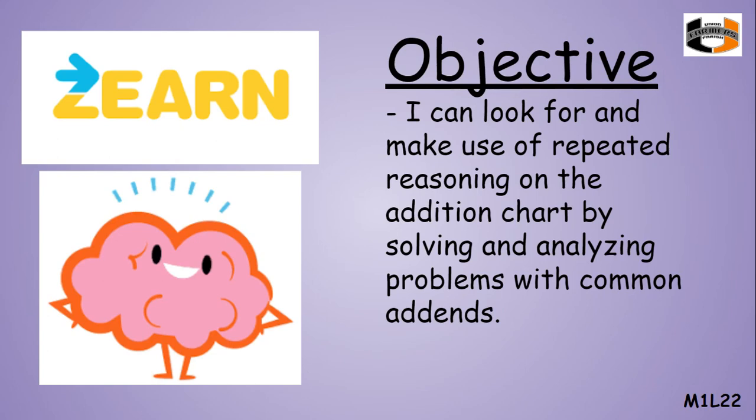So you understand what I can look for means. Well, you're going to look for things and make use of repeated reasoning on the addition chart. That means you're going to see patterns that repeat, and you're going to reason why they repeat. And the way you do that is by solving the problems and analyzing them. And the type of problems that we're looking at have common add-ins. Common means the same.